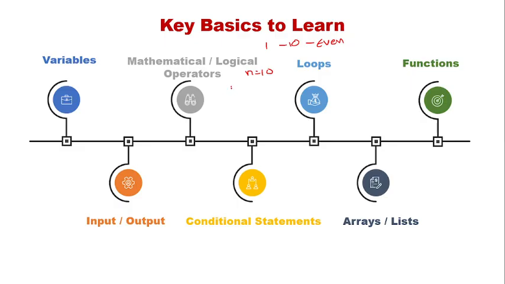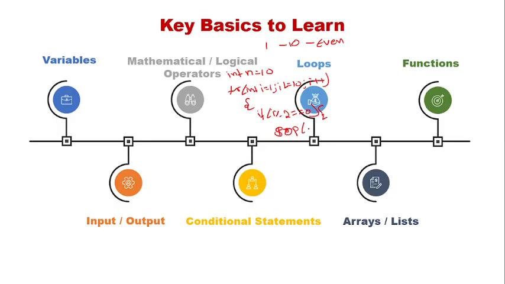Then I will start the for loop: for int i equal to 1, i less than or equal to 10, then i plus plus. I'm writing in Java again, so you need to declare the data type also. Then your condition: if i modulo 2 is equal to 0, then you want to print the i values. So print, SOP.